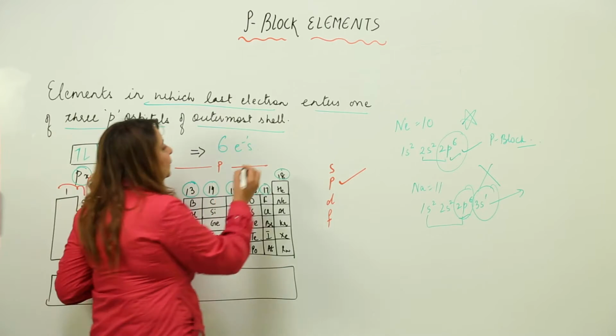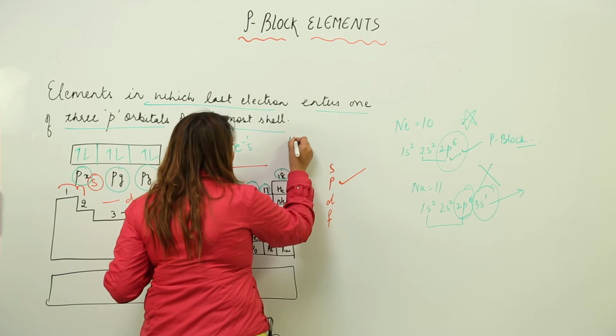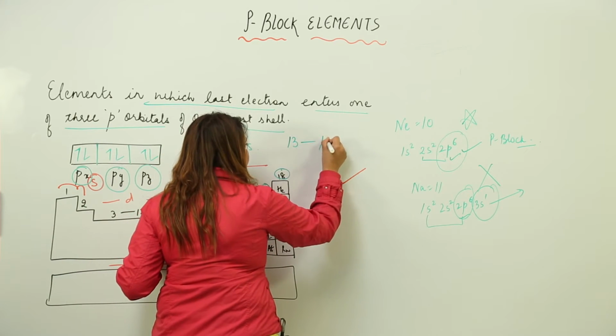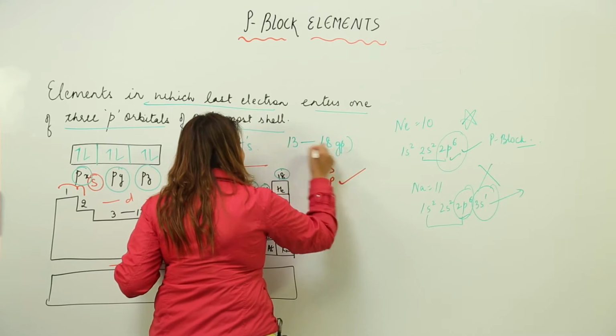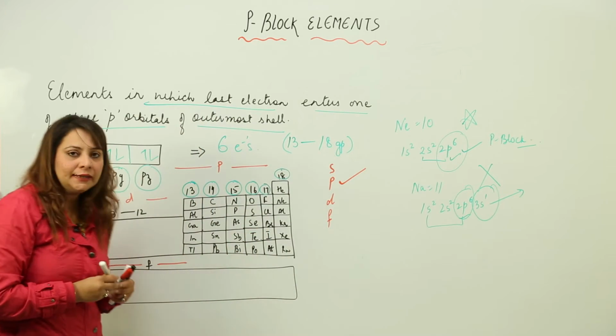So the groups which fall under the P block range from group 13 to group 18, right?